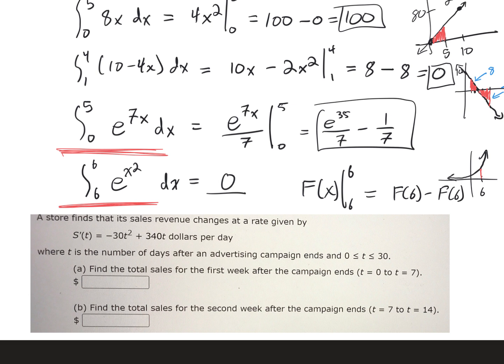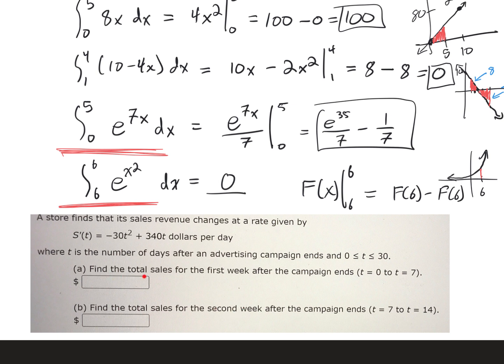So suppose that we have a store that has a sales revenue that's changing at a given rate. S is going to be the sales, S prime is the rate of change of sales, and this is given to us in dollars per day. T is going to be the number of days after an advertising campaign ends. Really, the model is only going to be good for the first 30 days after the campaign ends. What we're going to look at specifically, though, is the first week and then the second week.